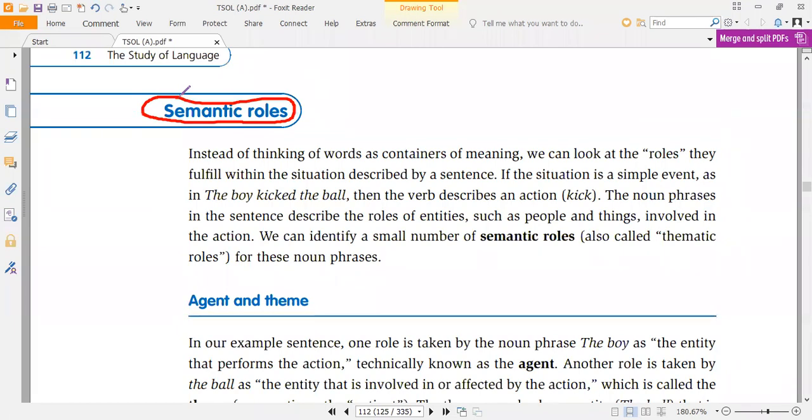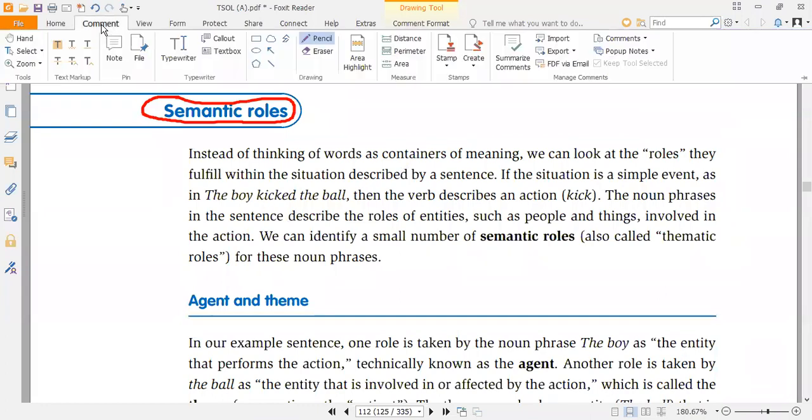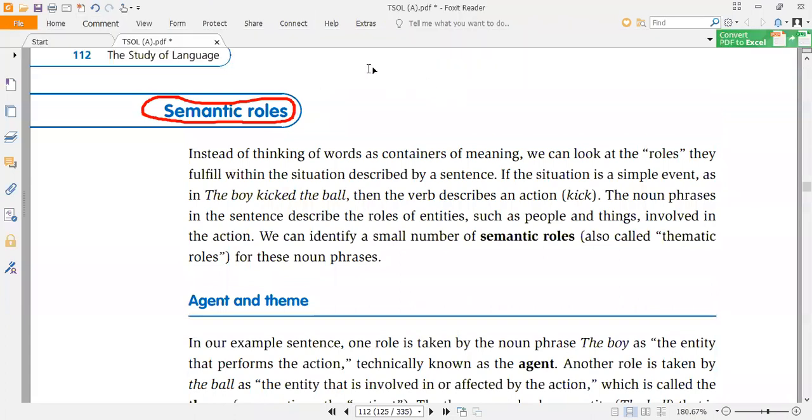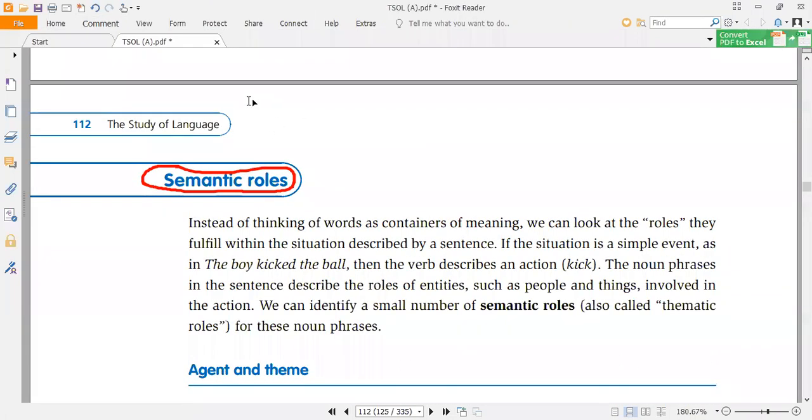Remember, words are not only the containers of meanings. Words are not only the containers of meanings, rather they perform certain roles in sentences. How? Let me write a simple example.